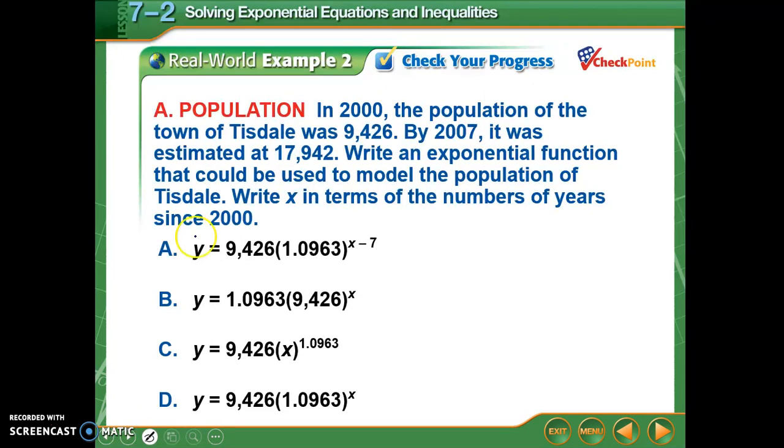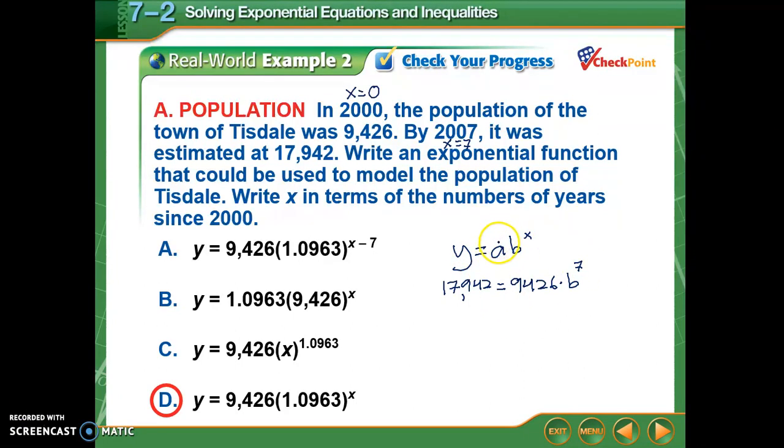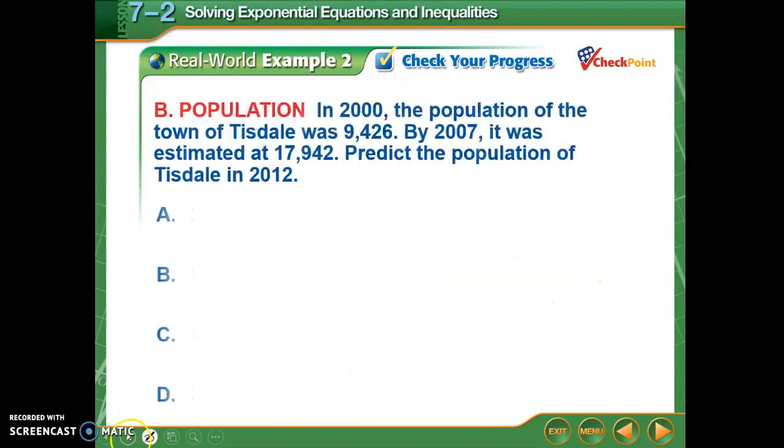All right, I want you guys to try this one. See if you can write a modeling function. Okay, you should have gotten here D is your answer. And this is basically how you should have set up your equation to start solving. A, your starting value, your y-intercept is 9,426. And then you have another ordered pair that in the year 2007, x equals 7, my y value, or my population, was 17,942. So you plug those in, and when you solve for b, you should have gotten 1.0963.